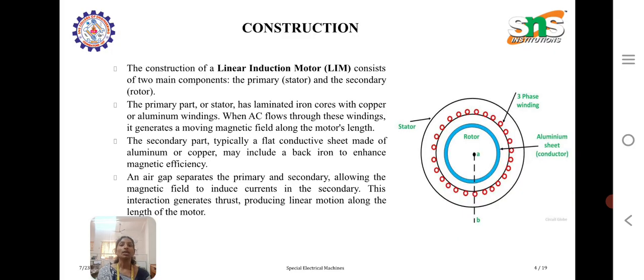The secondary part is typically a flat conductive sheet made of aluminum or copper, and may include a back iron to enhance magnetic efficiency. An air gap separates the primary and the secondary, allowing the magnetic field to induce currents in the secondary. This interaction generates thrust, producing linear motion along the length of the motor. So this is the basic construction of the stator and the rotor, and there will be an air gap between the stator and the rotor in all the motors, where it creates the magnetic field. Here we talk about the thrust.